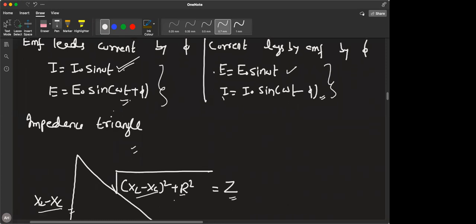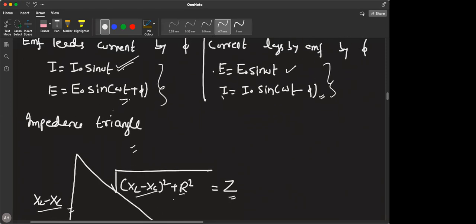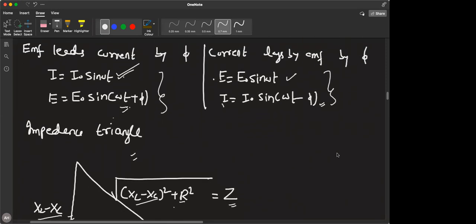Sir, for I equals I0 sine omega t, is it minus phi or plus phi? Here it's plus phi. EMF leads current, and here it's omega t minus phi. This is minus phi.